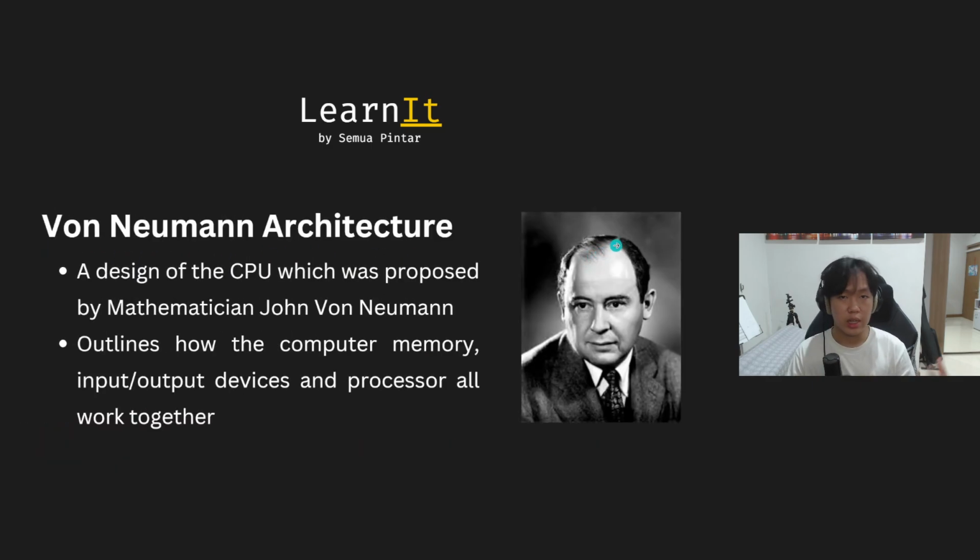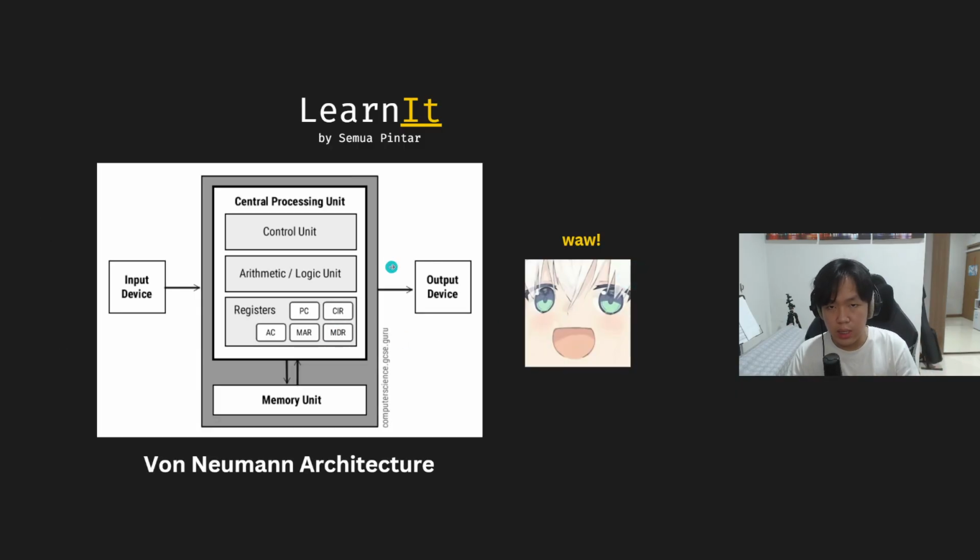Now we're going to move on to the second subtopic, which is the von Neumann architecture. Essentially, this is a design of the CPU which has been proposed by mathematician John von Neumann, which is this guy right here, the GOAT. And essentially, what this architecture does is that it outlines how the computer memory, input and output devices, and the processor all work together to process information. So this is the von Neumann architecture right here. Essentially, we can see the input and output devices, and this big square right here is the CPU.